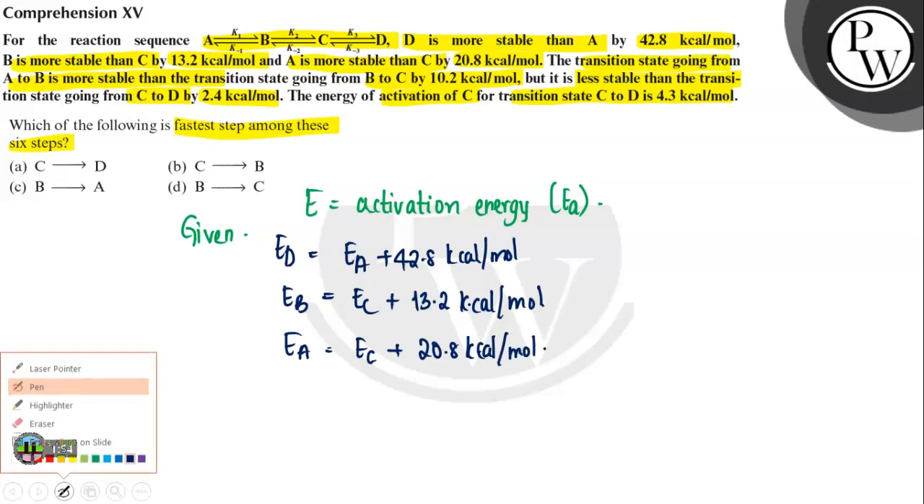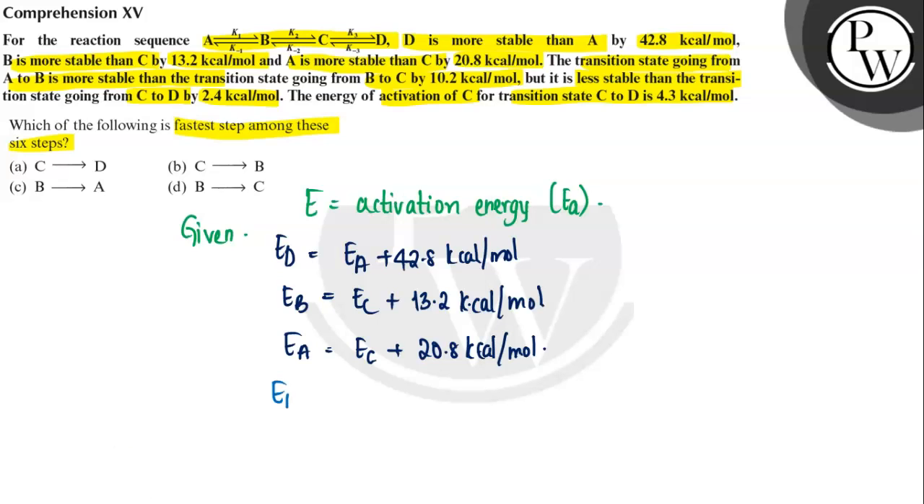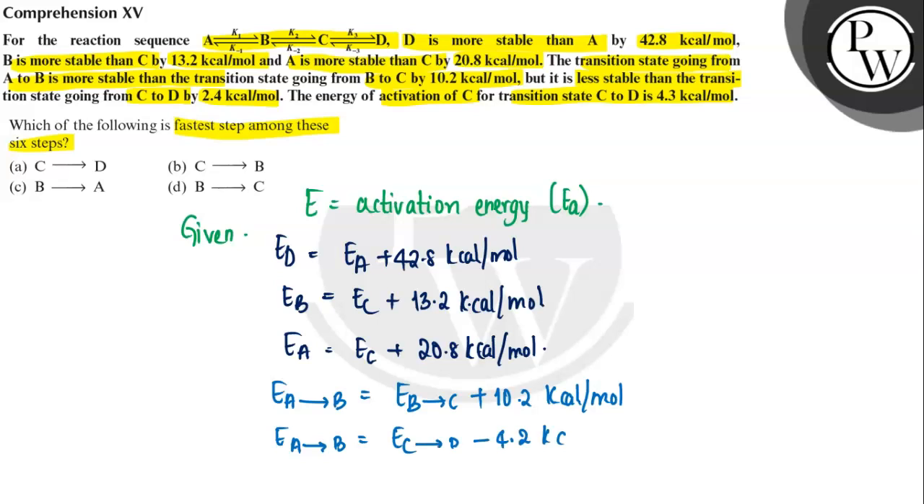जब ट्रांजिशन स्टेट्स लिखेंगे यहाँ पर, that is E of A to B is equals to E of B to C plus 10.2 kilocalorie per mole, that is E of A to B is equals to E of C to D minus 4.2 kilocalorie per mole. Also given EC for EC2D is 4.3 kilocalorie per mole.